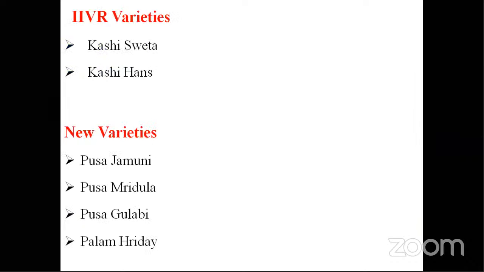Nextly, IIVR varieties, that is Kashi Shweta and Kashi Hans. New varieties like Pusa Jamuni, Pusa Mrudula, Pusa Gulabi, Palam Hriday. So Pusa Gulabi is an anthocyanin rich variety. Palam Hriday is also an anthocyanin rich variety. All four are anthocyanin rich: Pusa Jamuni, Pusa Mrudula, Pusa Gulabi, and Palam Hriday. And IIVR released varieties, as the name itself says, Kashi Shweta and Kashi Hans are white in color.